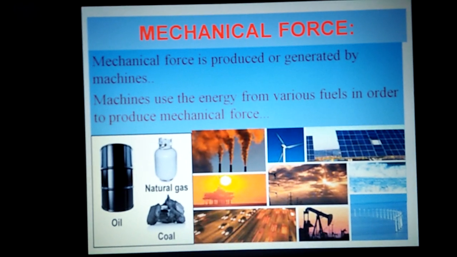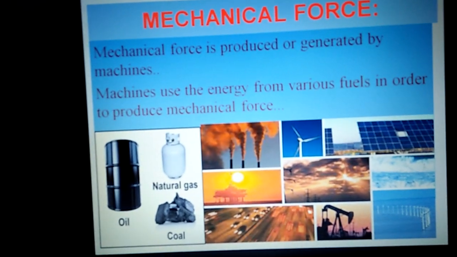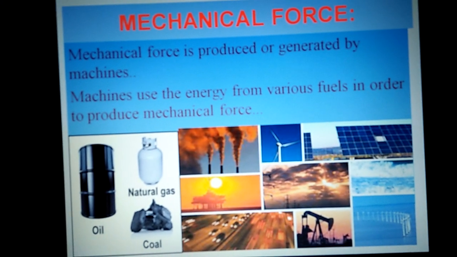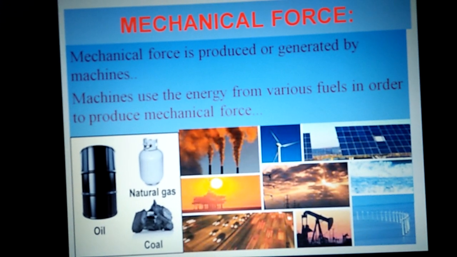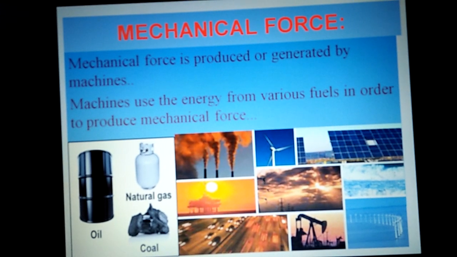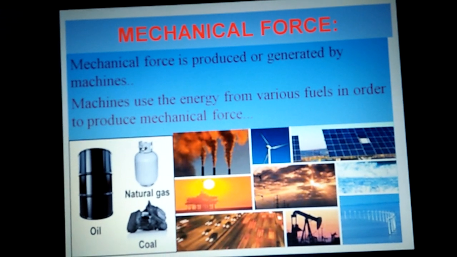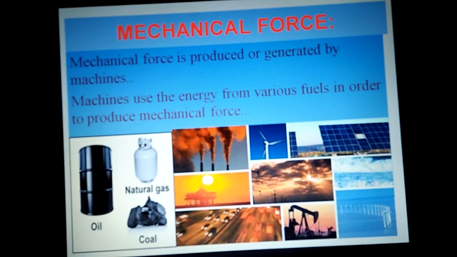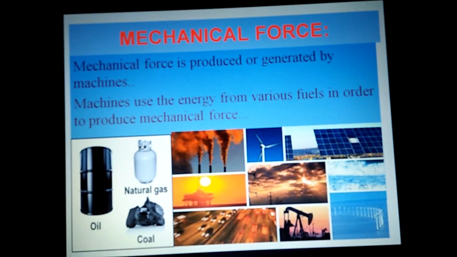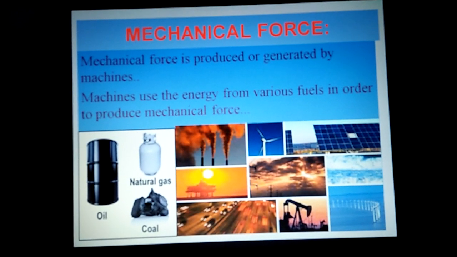Now in this case, the energy that was provided to us by the food is provided to the machines by the fuels. You all know that machines run on fuels. So fuels can be of various types, like the oil such as petrol, diesel, petroleum, natural gas is also there, then coal, steam, wind energy. All these are the energies on which the mechanical force can be applied by the machines. So we have to put in the fuels in the machines so that the mechanical force can come into play.